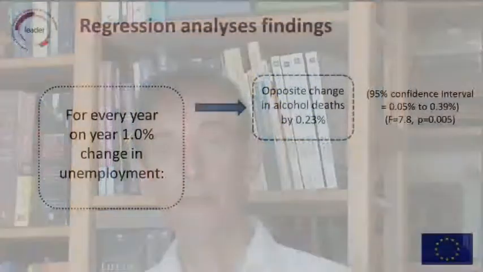Because there was an opposite effect, this means that if unemployment went up by 10% from one year to the next, deaths from alcohol went down from one year to the next by 2.3%, or the opposite could occur. If unemployment went down by 10% from one year to the next, then acute deaths from alcohol would actually go up by 2.3% from one year to the next. So basically what we found is that as unemployment goes up, acute deaths from alcohol go down.